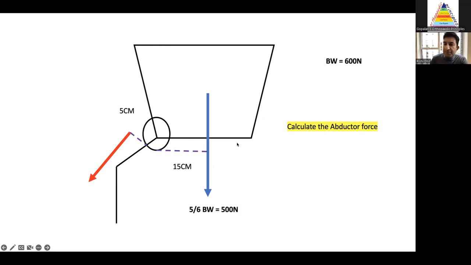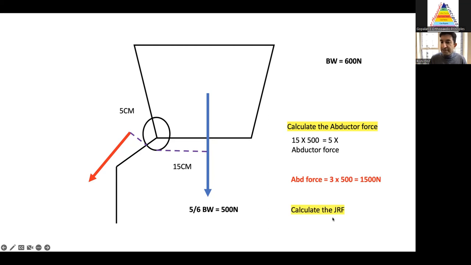So to calculate the abductor force, what we say is basically this number here, 500, times 15, because remember what I said, force times distance from the pivot has got to equal 5 times the abductor force. And this is what we're trying to work out. So if you basically divide 15 by 5, it becomes 3. So 3 times 500 is 1,500 newtons. And that makes sense because the abductors are working at a shorter lever arm. So they've got to work harder to overcome that body weight force.